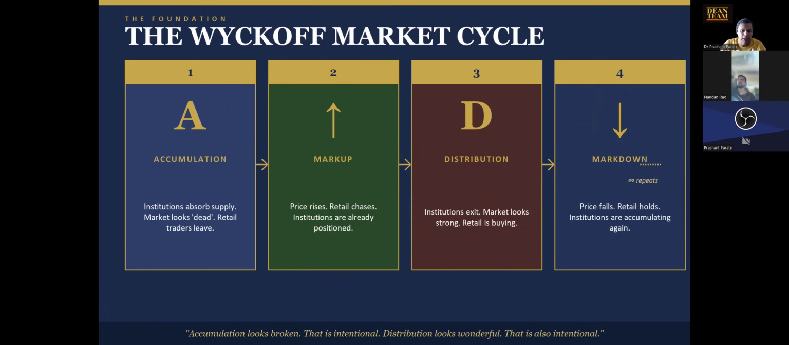Institutions are exiting above previous swing highs. They are looking to exit. But the market still looks strong. Prices are still rising above the previous swing high. So retailers are buying. And ultimately there will be a markdown phase. In the markdown phase, what happens? Prices fall. And what do retailers do? They start buying on dips.